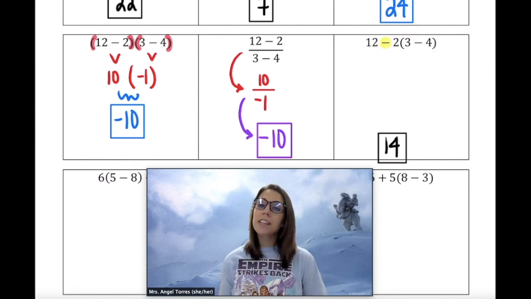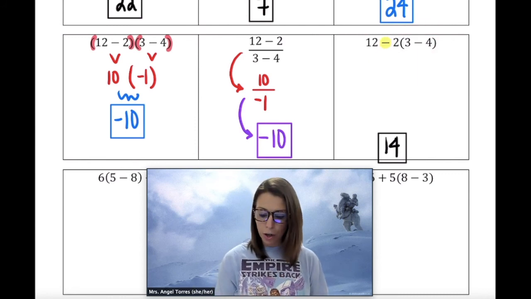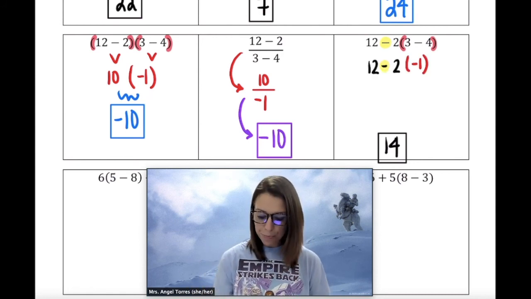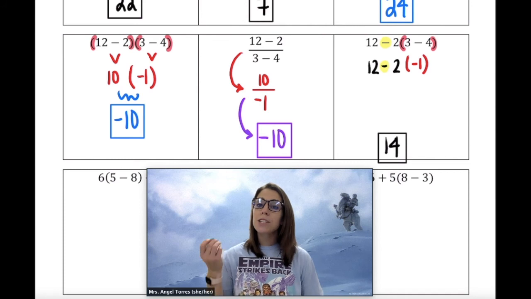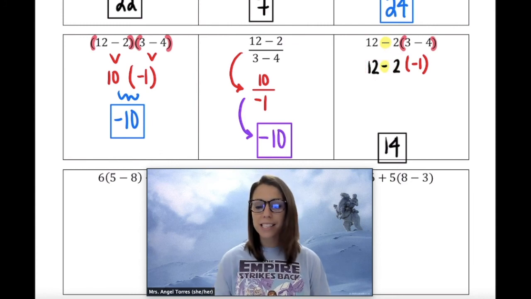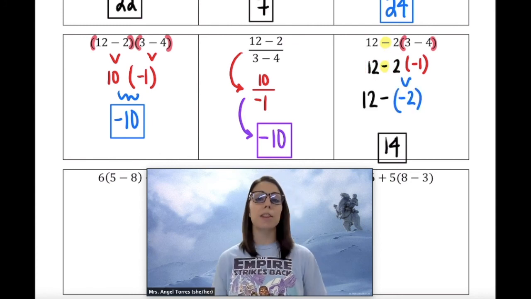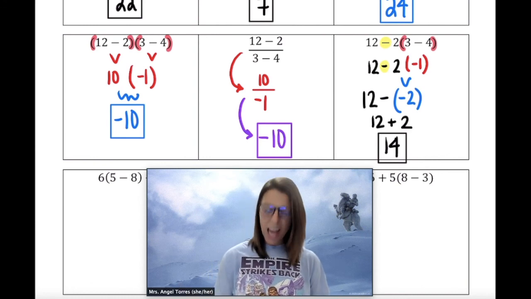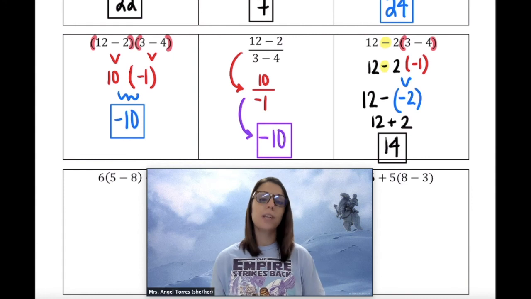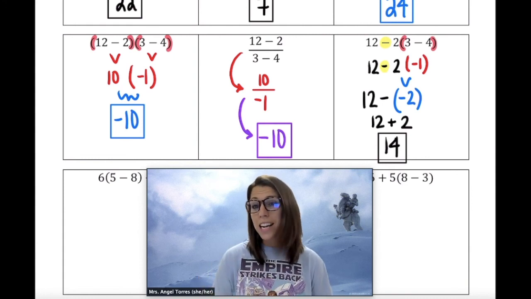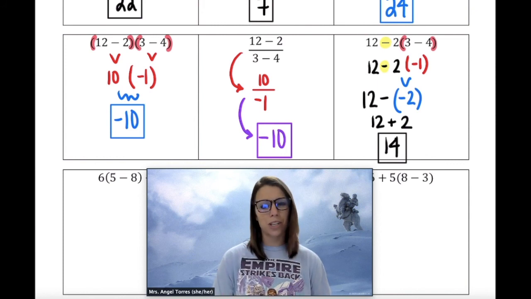So I identified that there was subtraction here separating the two terms, and there was also a group in that second term that needed to be simplified. So I simplified the group, 2 times negative 1, but you still don't do 12 minus 2 next because there's no parentheses there. The next step would be to simplify the product, negative 2. So 12 minus negative 2, I knew that that was equivalent to 12 plus 2, and 12 plus 2 is 14. So it's important not to put in any parentheses unless you see them originally.